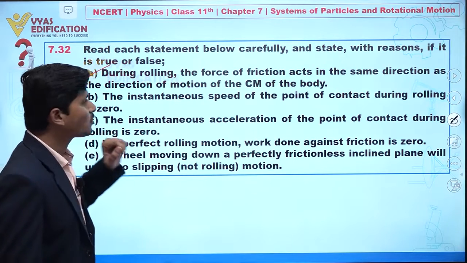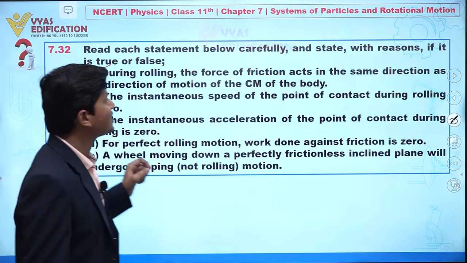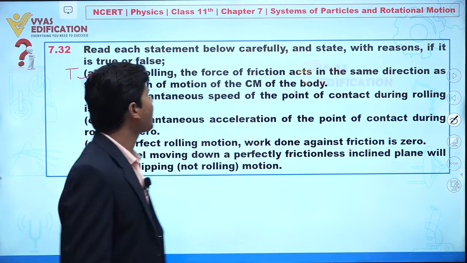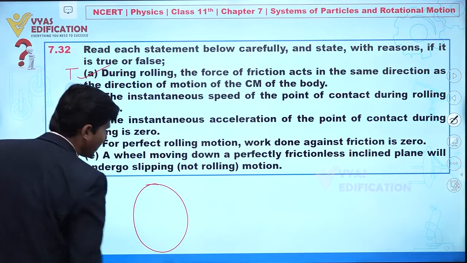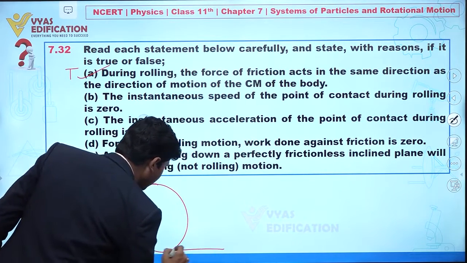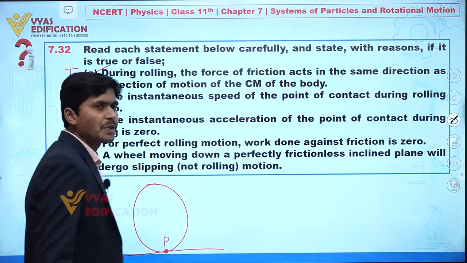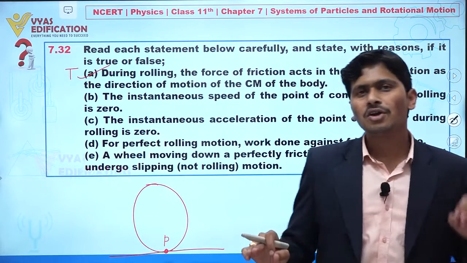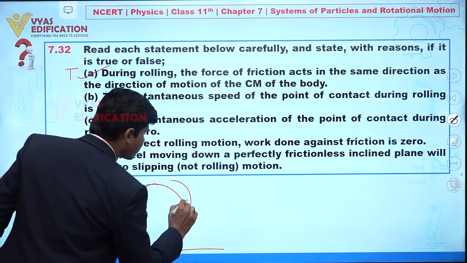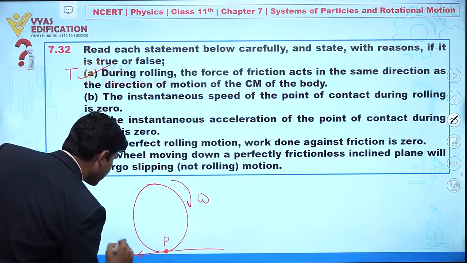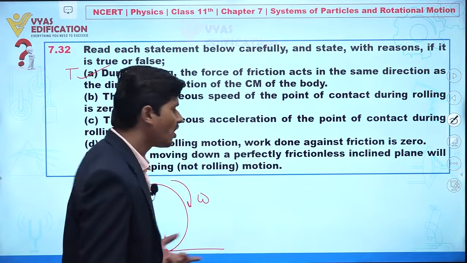Clear? Now statement number B. In statement B it is given, the instantaneous speed of the point of contact during rolling is zero. Yes, definitely. Let's suppose we have a body, it may be a ring or something else. Let's suppose I am talking about this point of contact. In a pure rolling condition, the tangential velocity, let's suppose this is going in this direction, omega, so I can say V equal to R omega. This should be balanced here. Clear? And how will it be balanced?